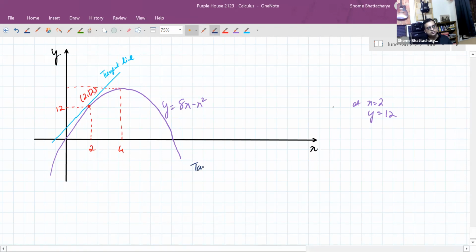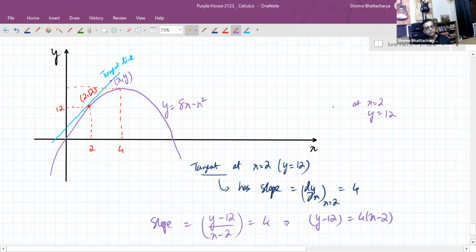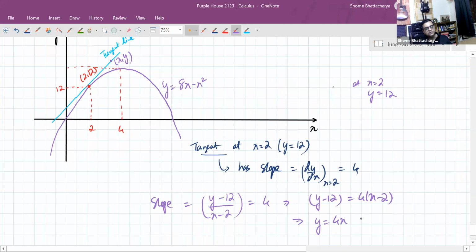So we can see that the tangent at x equal to 2. We had already seen that the tangent has a slope which was equal to dy by dx at x equal to 2, which we had seen was 4. So this tangent line has a slope equal to 4, and it passes through the point x equal to 2, y equal to 12. So if you take any point on this tangent line which is having some coordinate x comma y, y minus 12 upon x minus 2 is nothing but the slope, which is equal to 4. So the equation of the line becomes y minus 12 is equal to 4 times x minus 2. So y is equal to 4x plus, this will become minus 12 plus minus 8, so that will become plus 4.